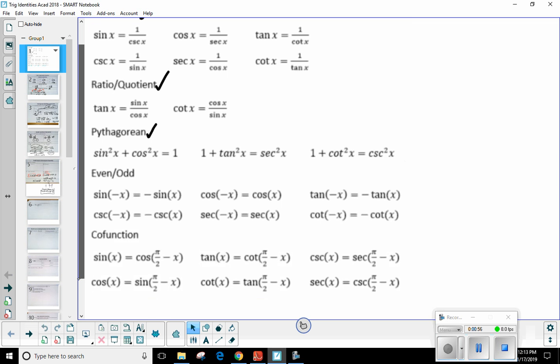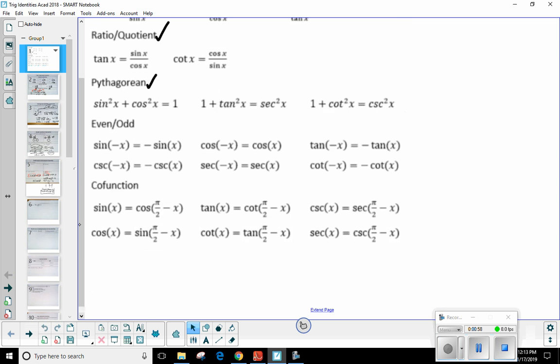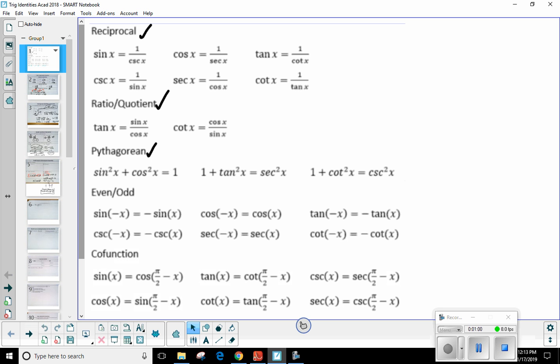Well, let's do a quick little review. We've had all these identities. We've got my 6 reciprocal. The ratio quotient, tangent equals sine over cosine, cotangent equals cosine over sine, and then the 3 Pythagoreans. Those were extremely important to us. Sine squared plus cosine squared equals 1. 1 plus tangent squared equals secant squared. And 1 plus cotangent squared equals cosecant squared. So we're starting to get to the point where we see these expressions and we want to simplify them as much as possible using these rules.